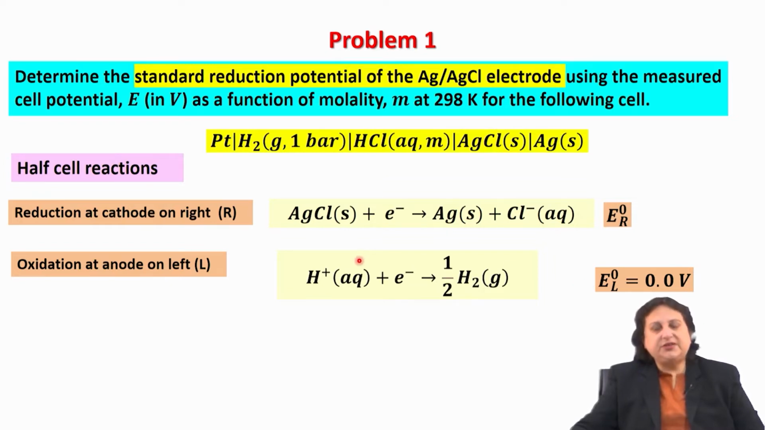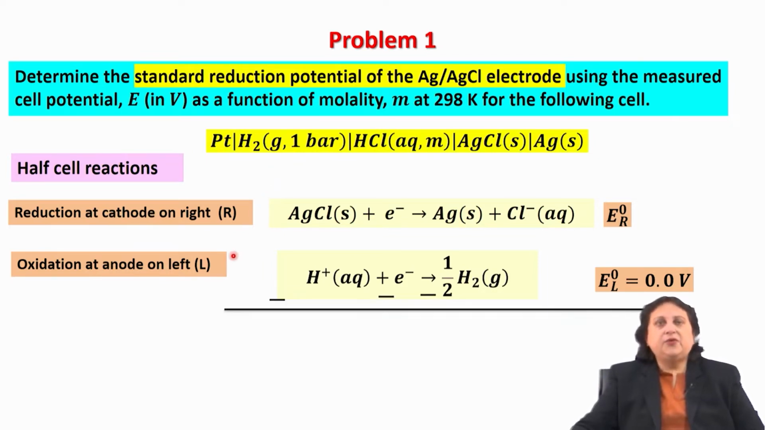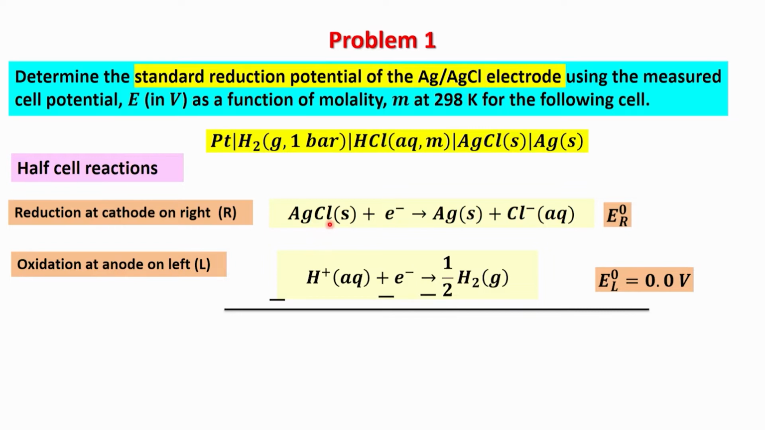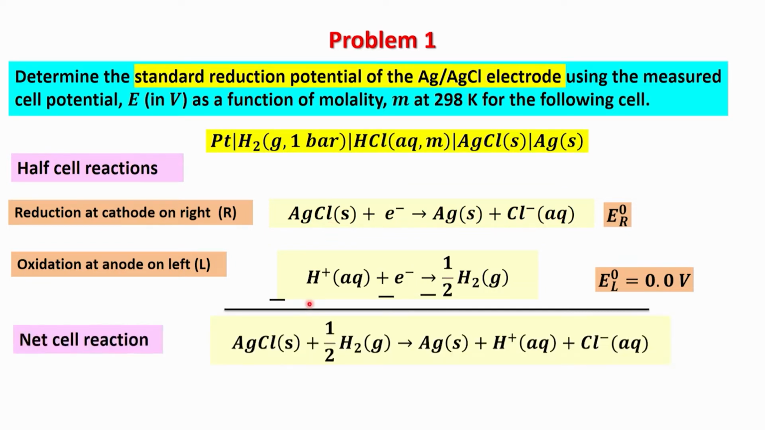I am going to use this reaction in the oxidation form at the anode, which has been put on the left. Therefore, I will subtract the second equation from the first equation, and then write down the net cell reaction as silver chloride solid being reduced to silver solid and half mole of hydrogen gas being oxidized to 1 mole of H⁺ in the aqueous medium, and in this process 1 mole of Cl⁻ aqueous is also released in the aqueous solution.